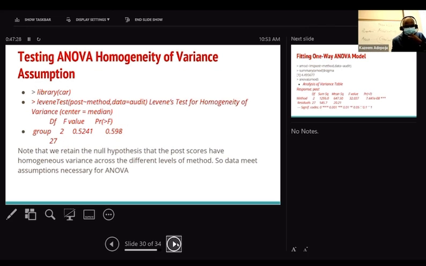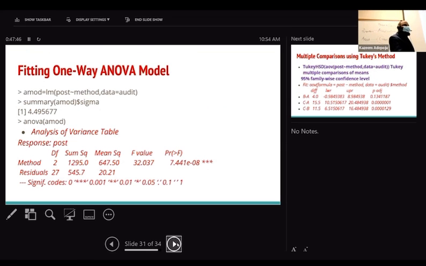Now, if it is not significant, the next thing is to test whether the assumptions of homogeneity of variance hold. You use a Levene test, right? You remember you conduct a Levene test. What is the p-value? It's not significant. The assumption holds. Now, the next thing, go ahead and fit the analysis of covariance.